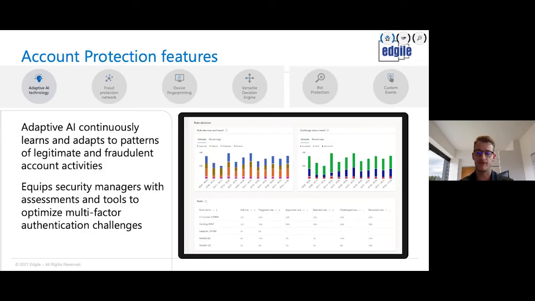So just diving into a few of the features that make up the account protection solution. First and foremost, as I touched on, it all starts with our adaptive AI technology. As mentioned, historically in the past, we did rely a bit on a rules-based system, but in the last 4 to 5 years, we've really switched this product to running solely on adaptive AI as a means to do the heavy lifting for us and for our customers.